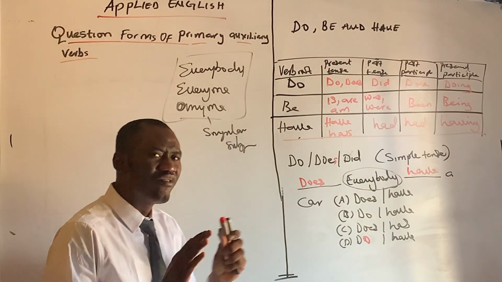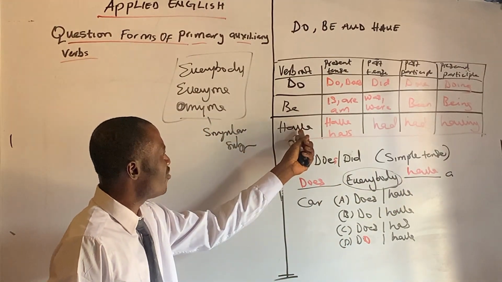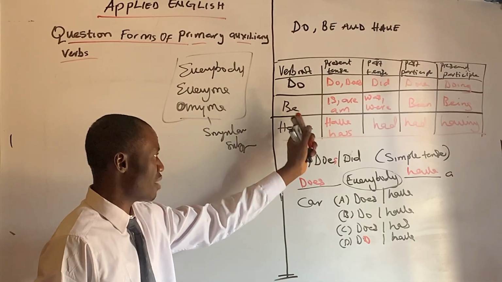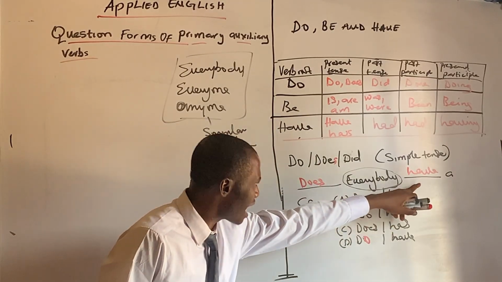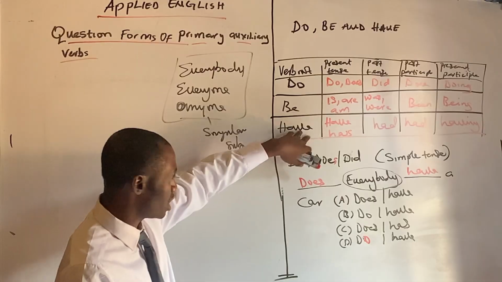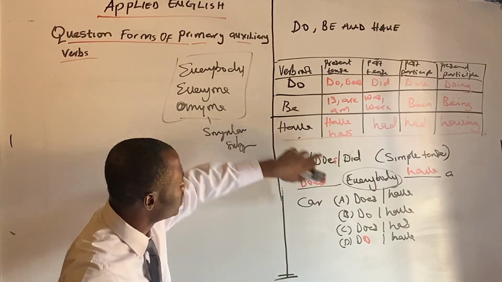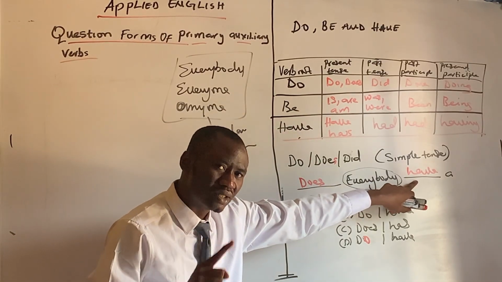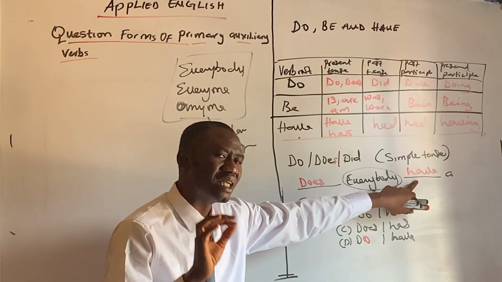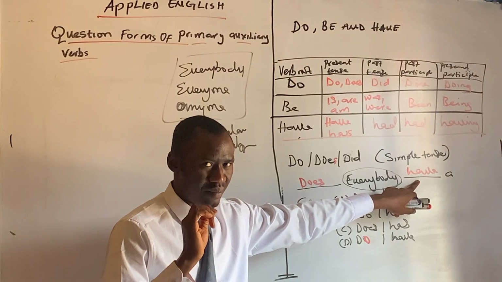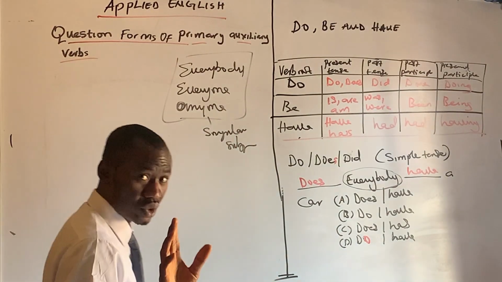All right? The main verb is not changed. The main verb is have, and it doesn't change. Don't get confused. Or you could say it attracts a plural verb. All right. Now let's take another question so you can get it.